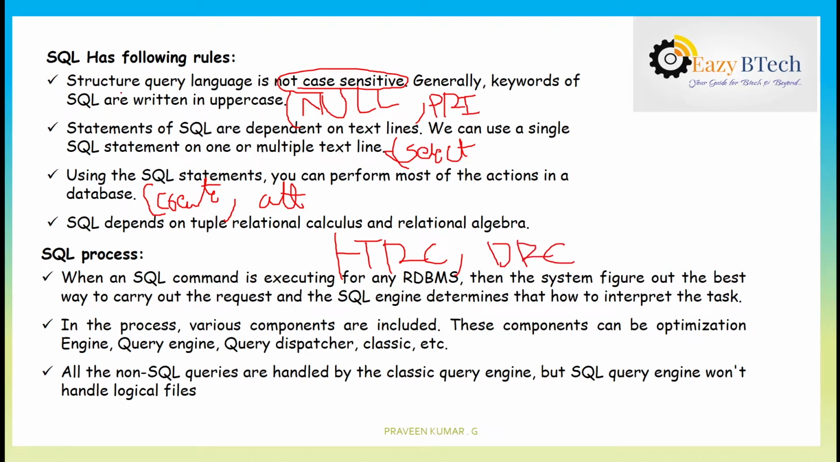SQL follows the following rules. In total we have four rules. These are simple rules. Once we start the practice, you will know all the details. Next, the SQL process, which means once you give a query, how it is processed internally. When an SQL command is executed for a database, it figures out the best way to determine and execute it without interrupting the task. In the process we have some different components. I will explain using a diagram.